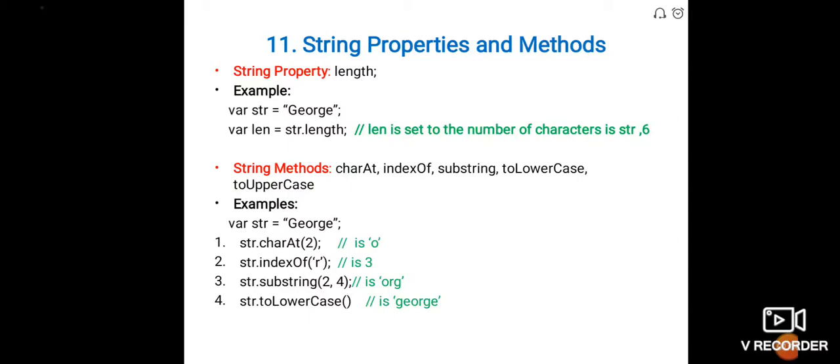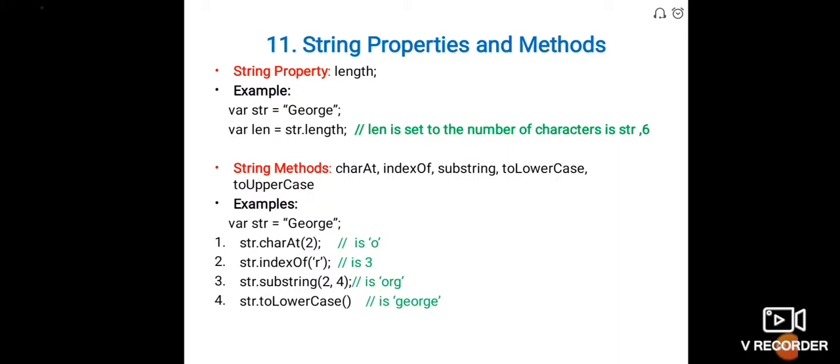You can see the example. Here we are using the var keyword to declare the variables. str is a variable name, and var str equals George. George is a string. In the next statement we calculate the length of the string using the length property. Here again we declare one more variable, len. var len equals str.length. Here str is George, so we are finding the length of George. The output is 6.